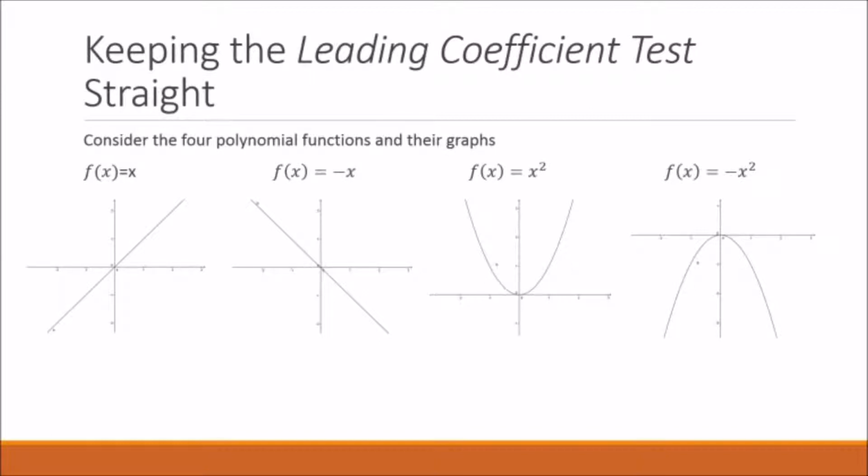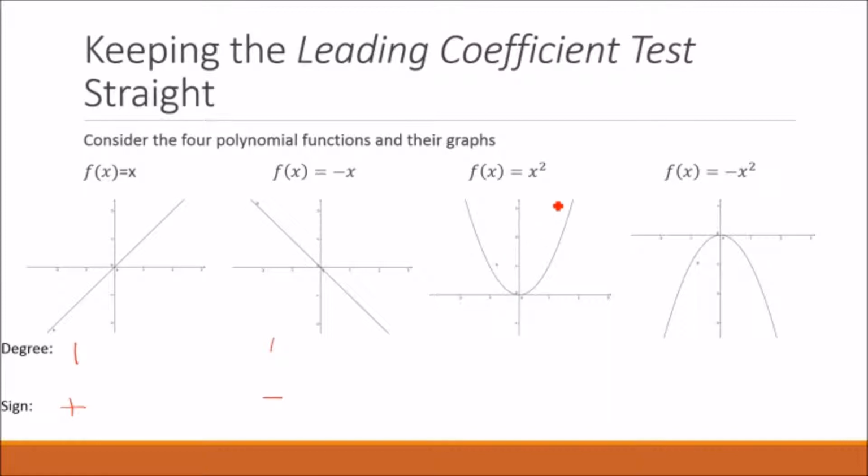So the first one we're going to look at is f of x equals x. So what we have here is something like this, where this is degree 1, and the leading coefficient is positive, so it falls to the left, rises to the right. Here we have negative x. It's also degree 1, and the sign is negative, but it rises to the left and falls to the right.